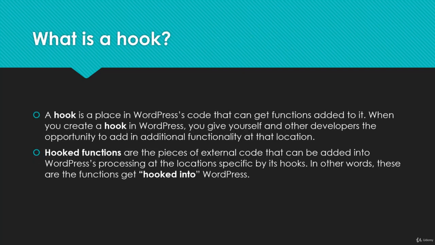A hook is a place in WordPress's code that can get functions added to it. When you create a hook in WordPress, you give yourself and other developers the opportunity to add in extra functionality at that location. Hooked functions are the pieces of external code that can be added into WordPress's processing at the locations specified by its hooks. In other words, these are the functions that get hooked into WordPress. Basically, you could think of hooks as events. These events are accessible to us and we can execute functions during those events.